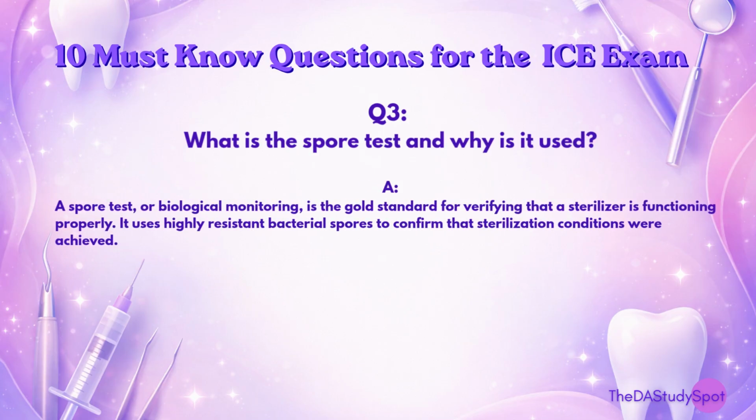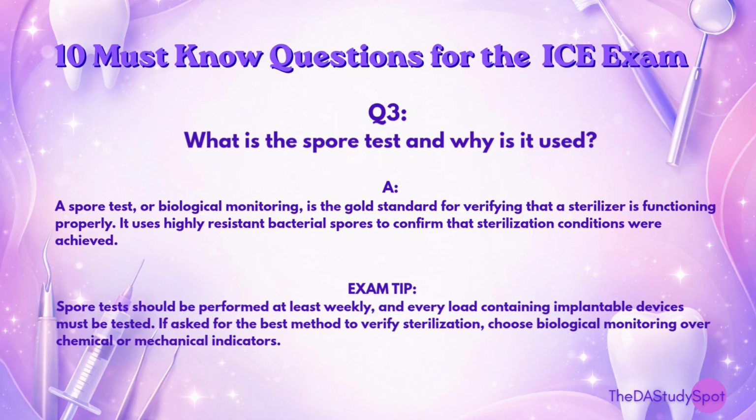The answer: a Spore test or biological monitoring is the gold standard for verifying that a sterilizer is functioning properly. It uses highly resistant bacterial spores to confirm that sterilization conditions were achieved. Exam tip: Spore tests should be performed at least weekly, and every load containing implantable devices must be tested. If asked for the best method to verify sterilization, choose biological monitoring over chemical or mechanical indicators.